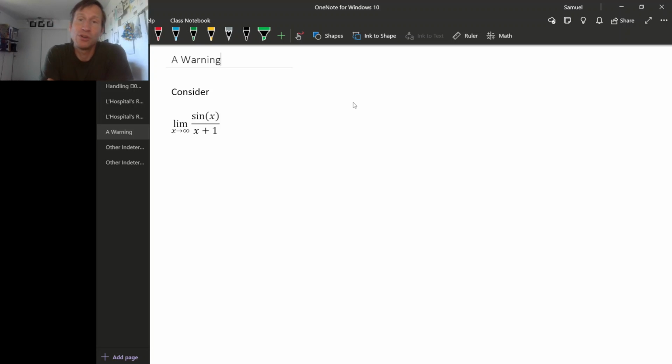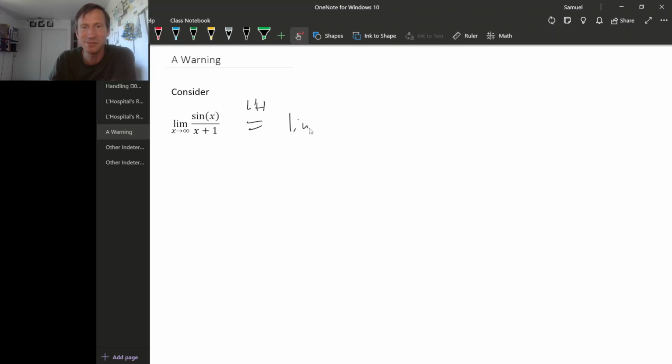When you first encounter L'Hopital's rule, there's a very common mistake or trap that people fall into. So I want to make sure that you know this trap is out there so that you don't fall into it yourself. So if you've been doing a lot of practice with L'Hopital's rule and you see a problem like this, you might think, well, I need to use L'Hopital's rule clearly.